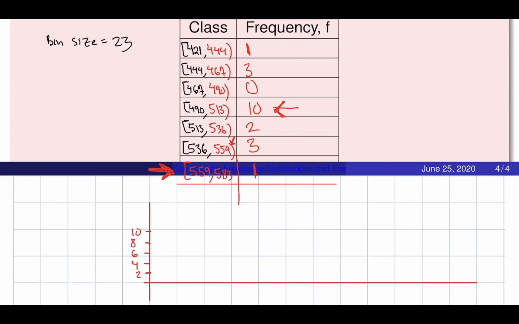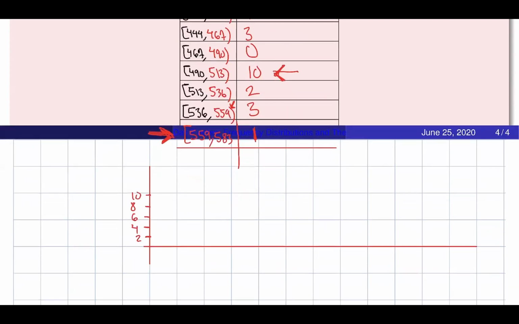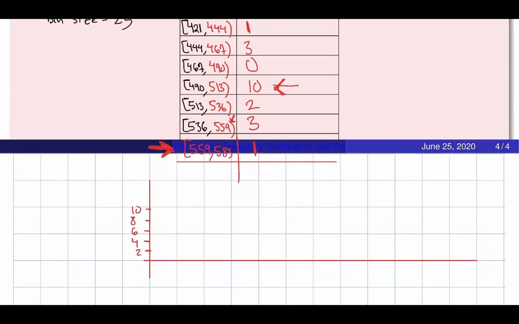So that's our frequency, but now for our class. You do want to be careful here, because you are dealing with bigger numbers, so make sure you have enough space. So we say 421, then 444, then 467, then 490, then 513, then 536, then 559, and then make sure that you get the very last one, which is 583.